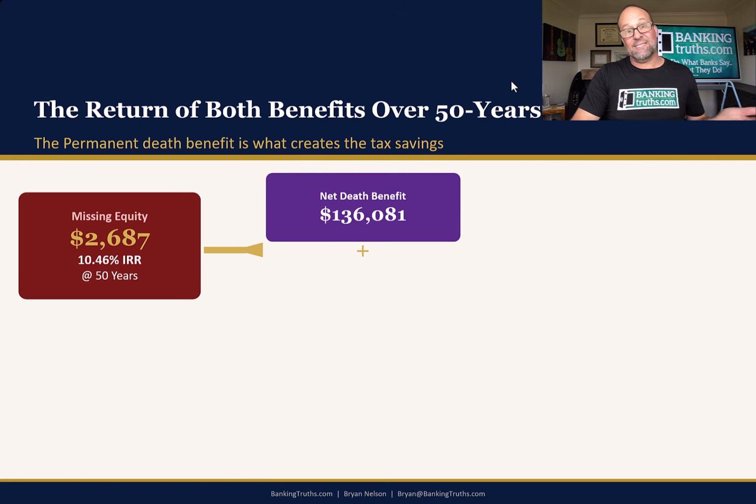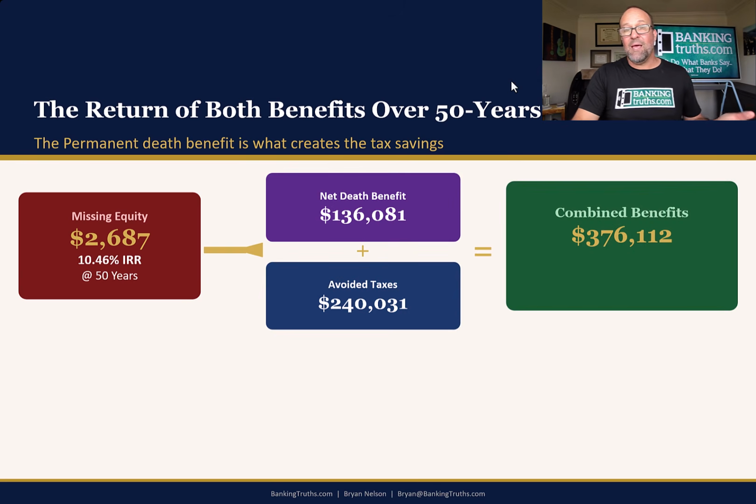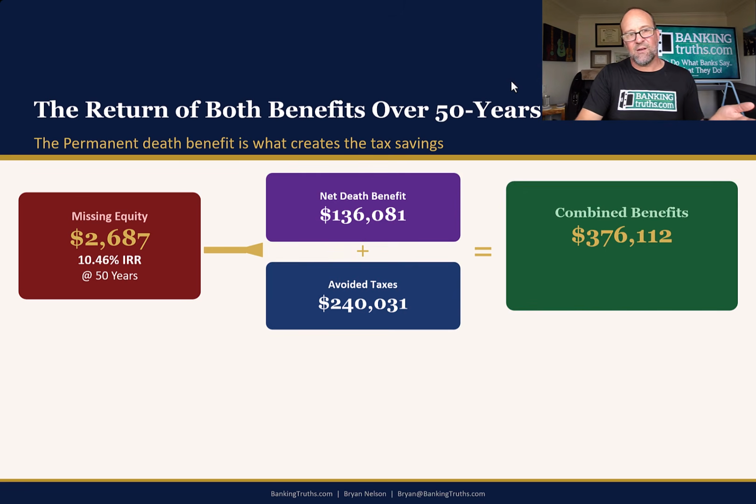can't touch while he's alive, but it's almost like it's sitting in the insurance company's vault waiting for him. The other thing he gets that he can use while he's alive is the $240,000 of total tax. We saw by year 25, it was $44K of tax. By year 50, it's compounded to almost $250,000. So if we add these two numbers up, that's a combined 376. We just take the purple 136 with the blue 240, that's 376.